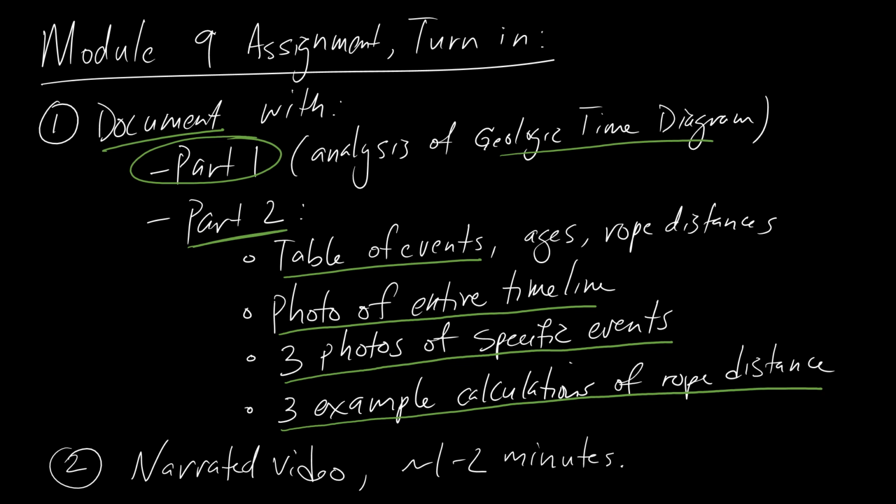So that's the first thing you need to submit, a document with Part 1 and all of those various things associated with Part 2. The last thing you need to submit is the short narrated video, which you can produce easily with your phone. You can submit that as a separate file. Don't make it too long. 1 to 2 minutes is all we need.